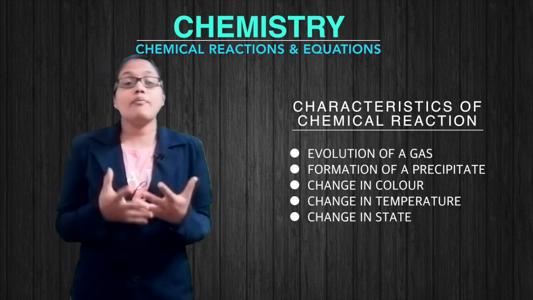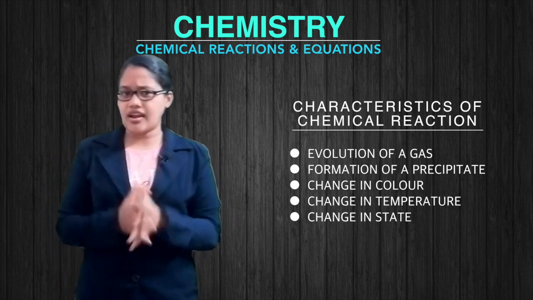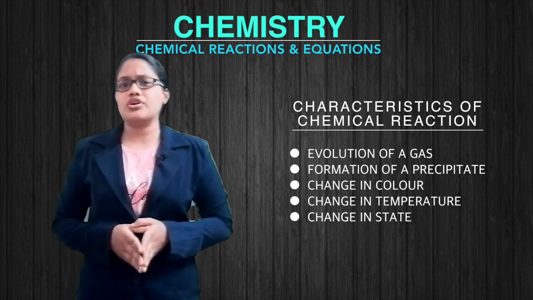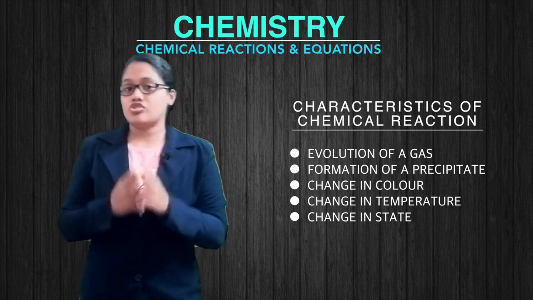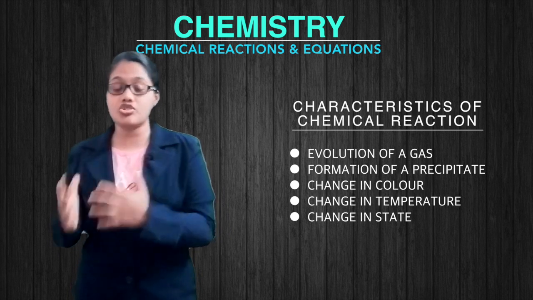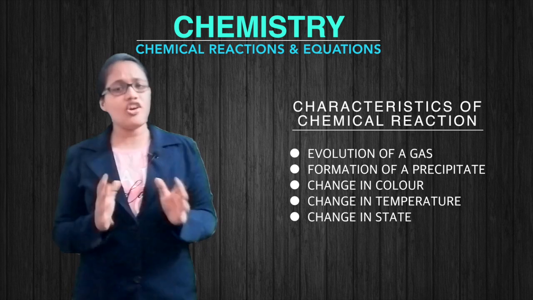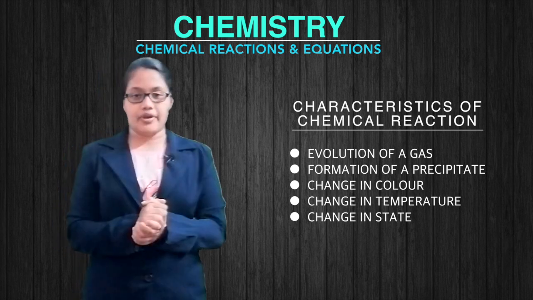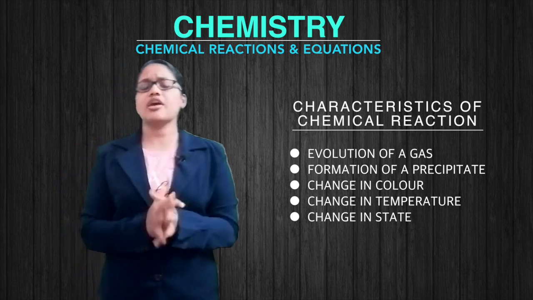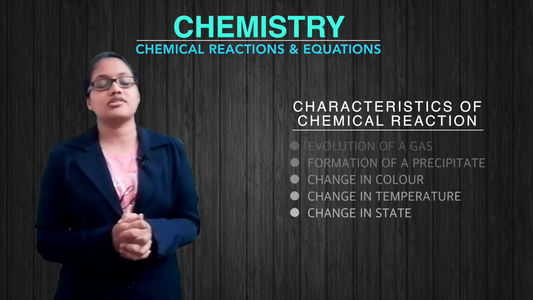Second one, formation of a precipitate. Third one, change in color. Fourth one is the change in temperature. And the fifth one is change in state. It's not necessary that all these 5 features should occur in a chemical reaction. It's fine, any of these changes can happen. But as we saw before, there are some chemical reactions which can show more than one characteristic.